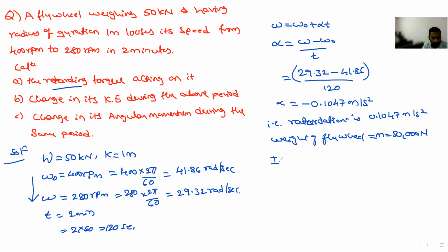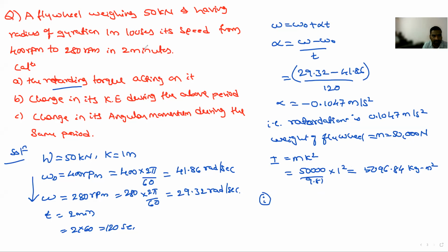So I is equal to M into K square. M is equal to 50,000 divided by 9.81, the mass, into 1 square. So how much is it? 5096.84. What is the unit? Mass moment of inertia, kg meter square. Is it understood, everyone? This is the point to understand. Now you can calculate the first one.